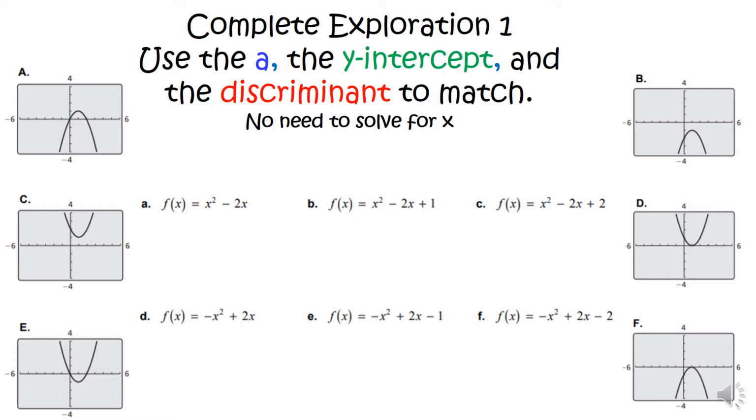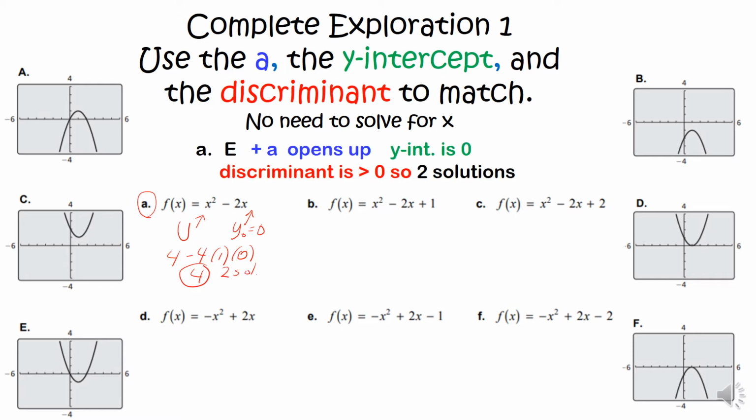So what you're going to be doing is using the a, the y-intercept, and the discriminant to match. For example, if you look at the first one in a, we see that a is positive, so that means it's a happy graph. My y-intercept is 0, so I could find that on the matching graph. And the last thing I could do is my discriminant. So it would be b squared, so that'd be 4 minus 4 times 1 times c, which is 0 this time, so it just is 4. So that tells me it's 2 solutions.